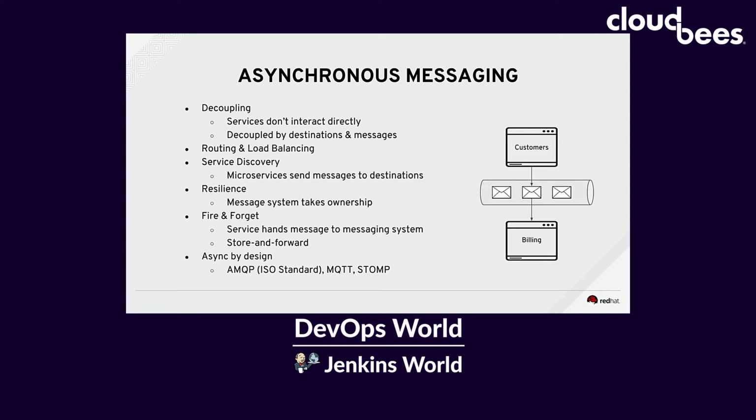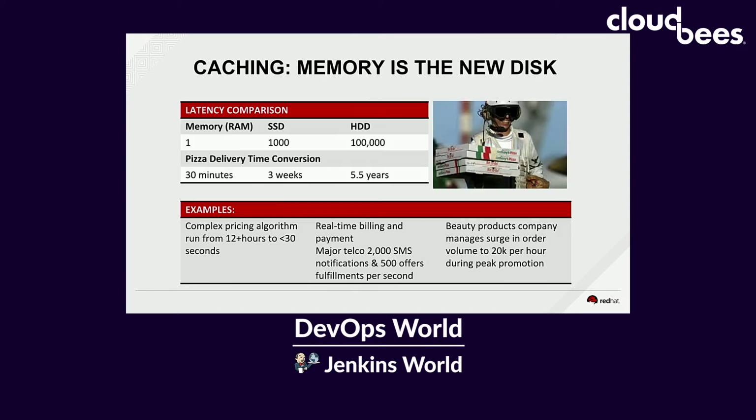AMQP is probably the most popular protocol, implemented by a number of messaging systems like RabbitMQ in the Spring world. It's an ISO standard, so it's well known and trusted by big companies that pay a lot of money. There's also MQTT, which is really popular in the IoT world, and STOMP, simple text-oriented messaging, which is a very simplified version of AMQP, if you will. So there are lots of options to consider, but the message here is to consider whether HTTP and REST are good enough for the requirements of your applications.